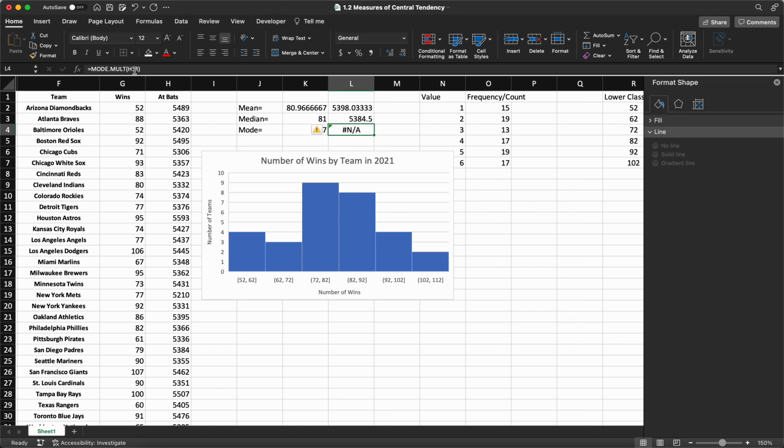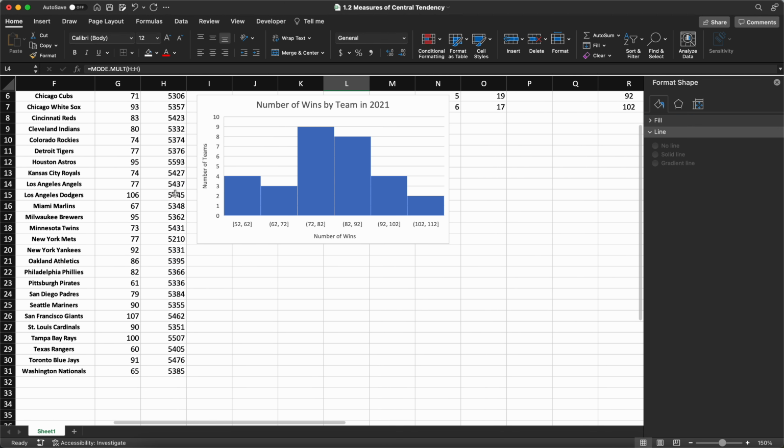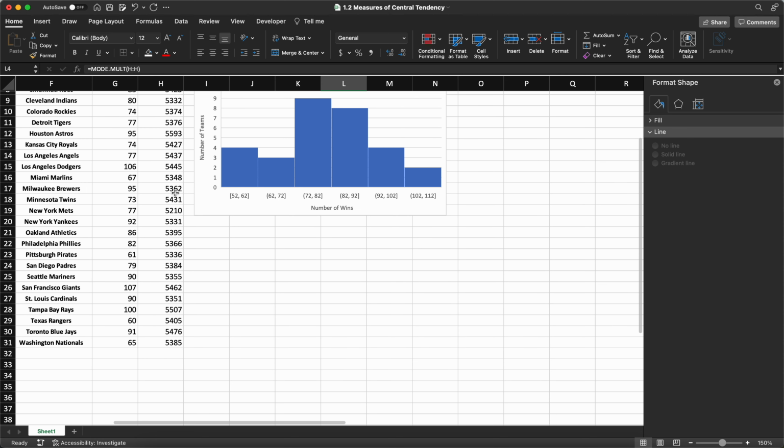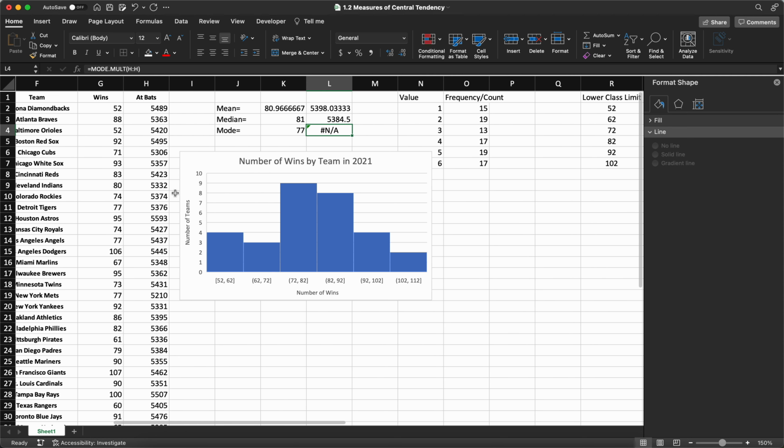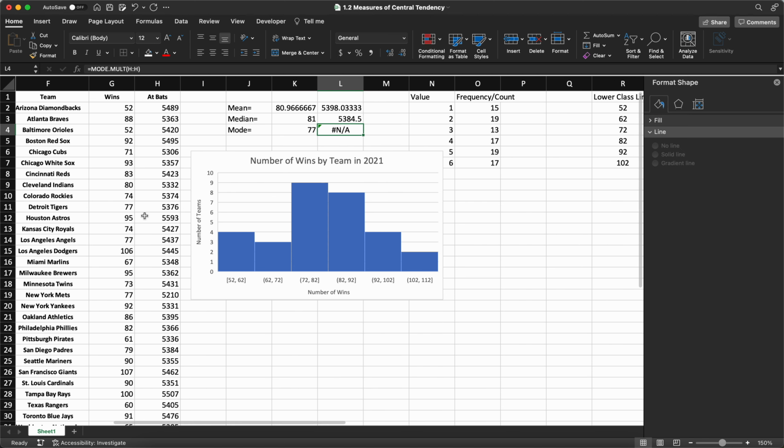Now the mode's coming up as NA because there are no 2 teams that had exactly the same number of at-bats during the 2021 season.